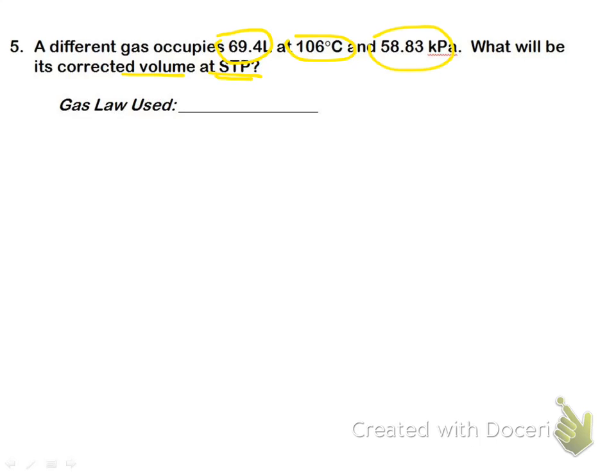Combined gas law. All right, here we go. Last time, and then we're done. All right, the first one, 69.4. What is that a measurement of? Volume. And how do I know that? Because it says liters. 106 is a measurement of temperature. And 58.83 is a measurement of pressure. Now, once again, that's in kilopascals, and that's important because in a second they're going to use STP.